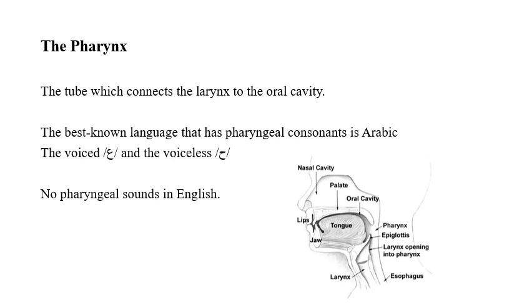Now, let's see the fourth organ of speech, which is the pharynx. In Arabic, we call it al-bul'um. The pharynx is the tube that connects the larynx, al-hunjura, to the oral cavity, tajwif al-fam. The best known language that has pharyngeal consonants is Arabic, and these pharyngeal consonants are the voiced a and the voiceless ha. Voiced means the vocal cords vibrate when we pronounce this sound, while when we pronounce ha, the vocal cords don't vibrate. It's important to know that in English, there are no pharyngeal sounds.